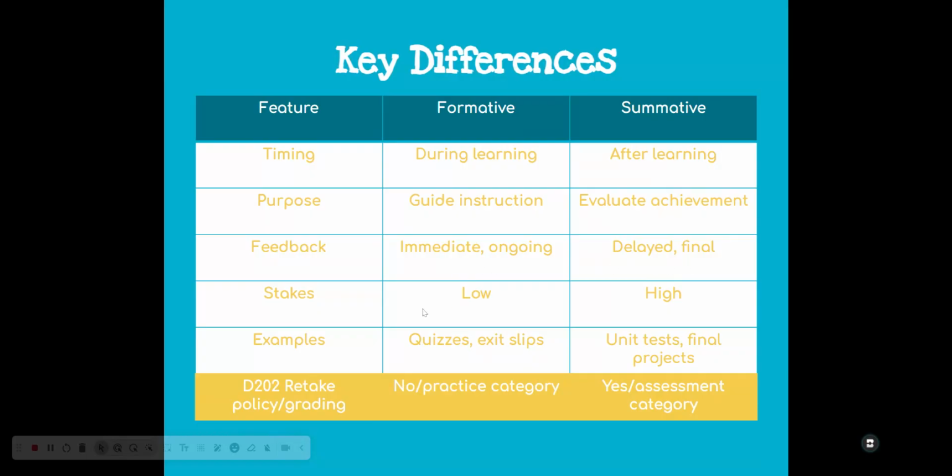Formatives are typically low stakes. They're usually quote unquote smaller grades in your grade book, and there should be more of them to help you guide along the way and help you guide your instruction. Whereas summative are much higher stakes, weighted much heavier, as well as showing mastery or at least showing completion of a unit or a subject. Some examples again: quizzes and exit slips for formative, unit tests and final projects for summative.